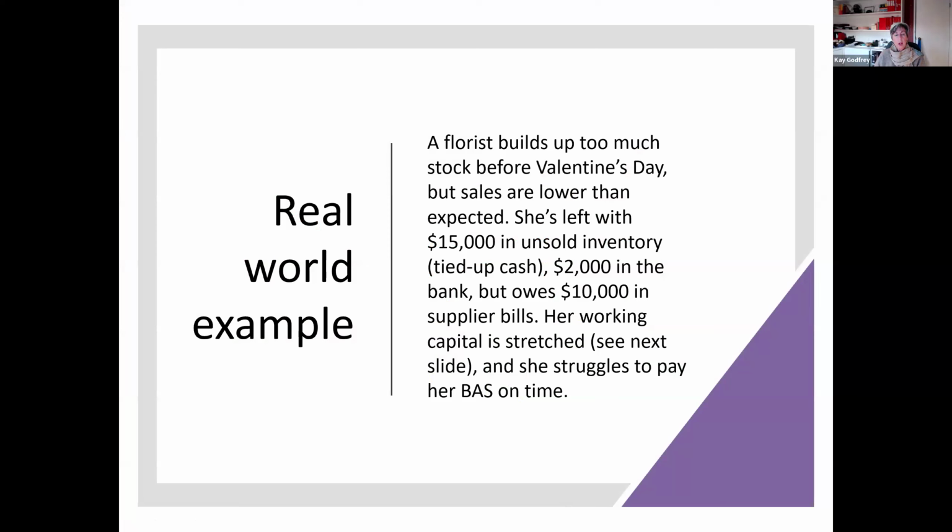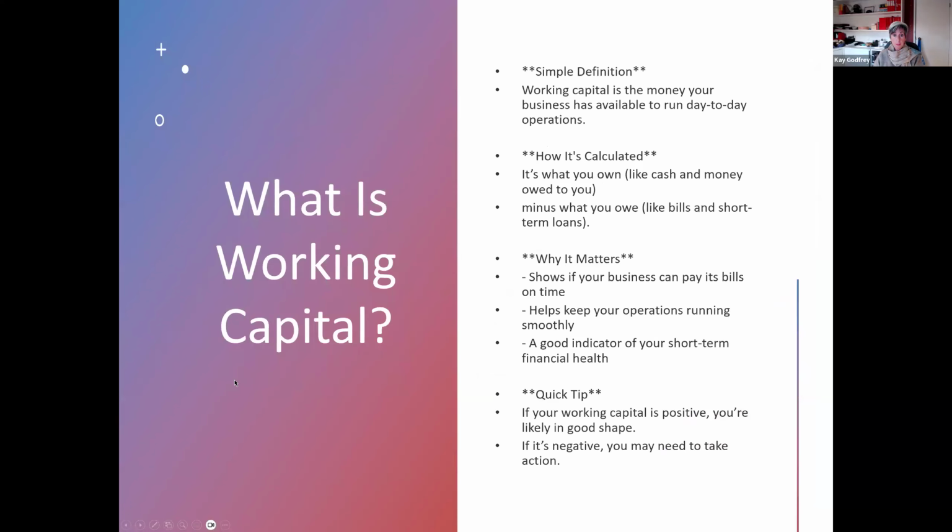She struggles to pay her BAS on time. So that $15,000 she could really do with in cash, but she's tied it up in inventory that she hasn't sold. She's only got $2,000 in the bank, so she can't pay the $10,000 supplier bills at the moment, and she will not be able to pay her BAS on time. So what is working capital?